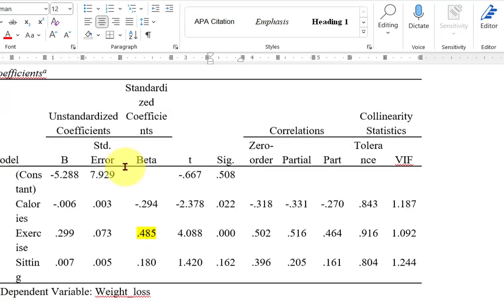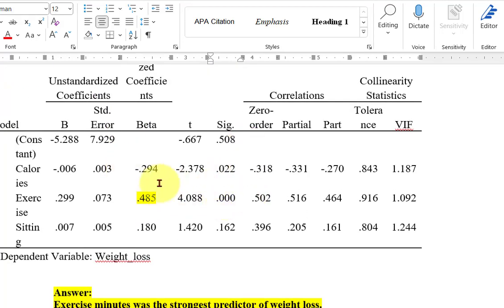So which one was the strongest predictor? We look at the beta weight. So the beta weight says exercise was the strongest predictor of weight loss.